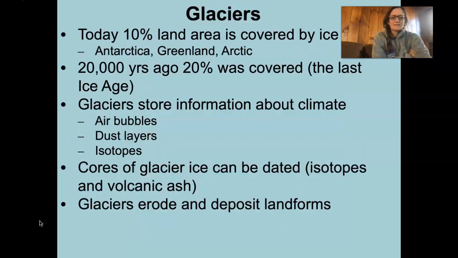The work of ice. Today, 10% of the land area of Earth is covered by ice. Most of that is in Antarctica, Greenland, and the Arctic. Those are our places where we have big masses of ice. We also have alpine glaciers in mountainous regions, high altitude glaciers, and we'll talk about those too. Only 20,000 years ago, 20% of the Earth was covered in ice, and that is the max of the last ice age.